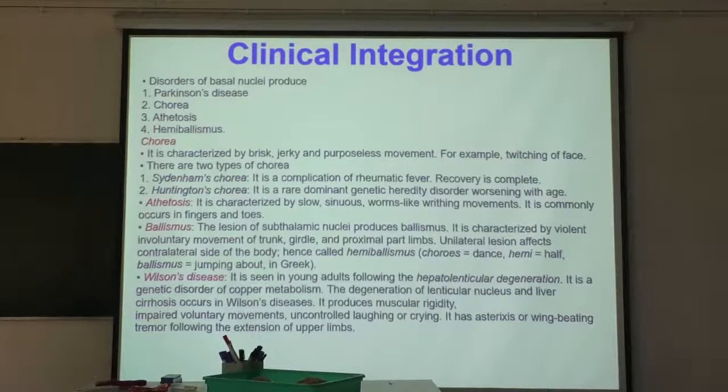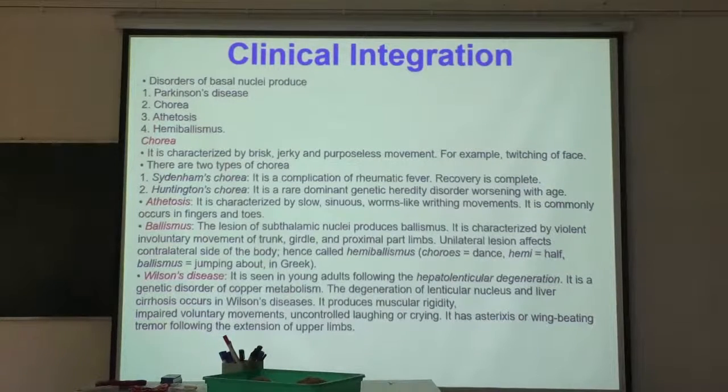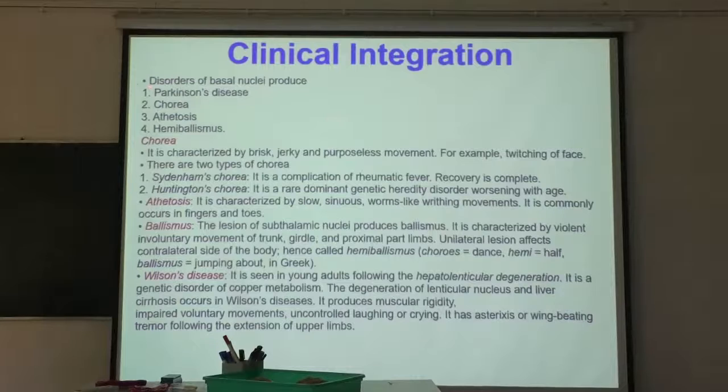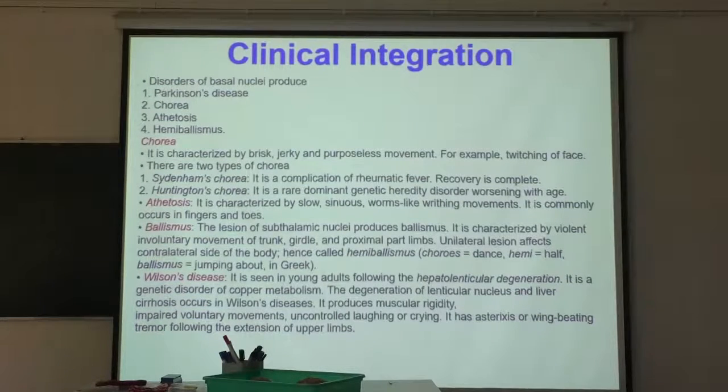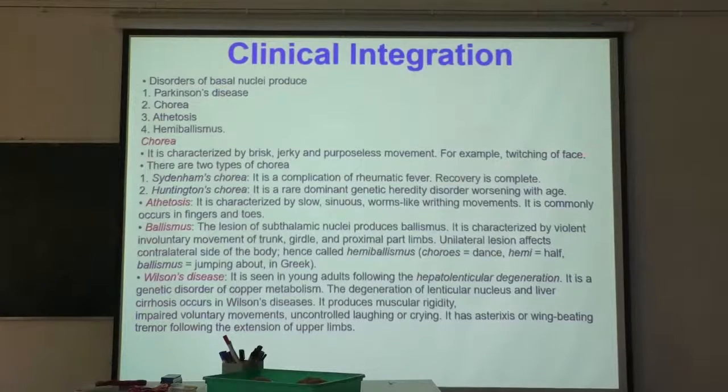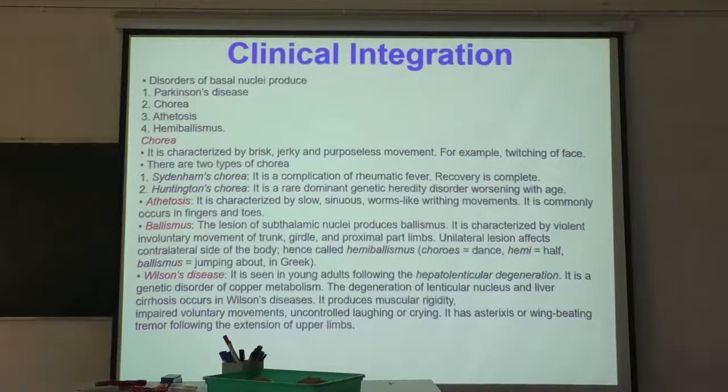Next, other clinical aspects of this basal nuclei. Disorders of basal nuclei produce Parkinson's disease, we have already discussed. Others are chorea, athetosis, hemiballismus. Okay, chorea is characterized by brisk, jerky, and purposeless movement. For example, twitching of face. There are two types of chorea: Sydenham's chorea and Huntington's chorea.